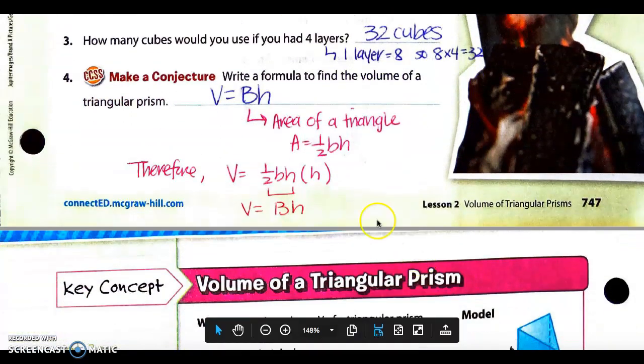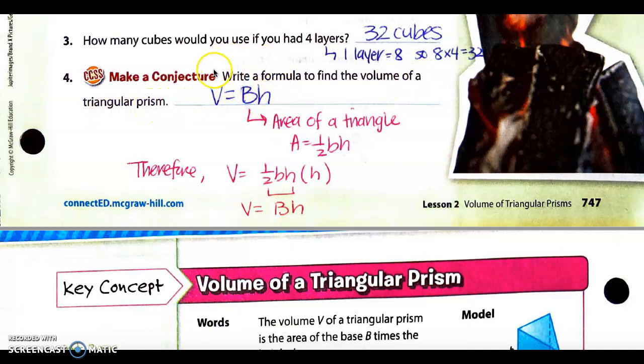Now number 4 says this. Write a formula to find the volume of a triangular prism. So I know that you're all familiar with this. This is volume equals big B, right? So volume equals base times height. Now this base signifies the area of a triangle.